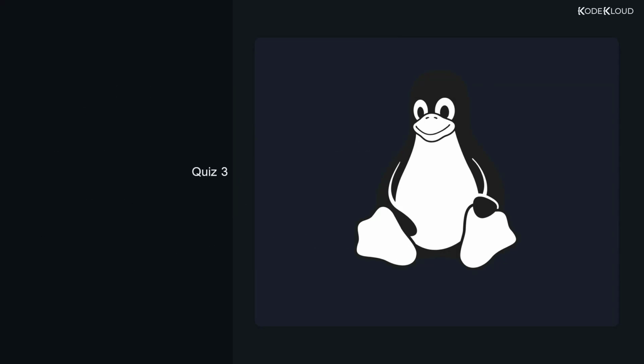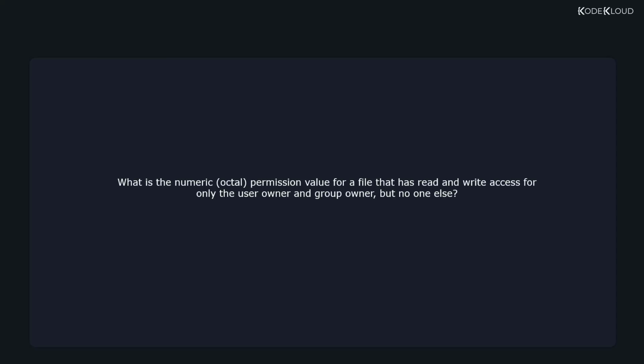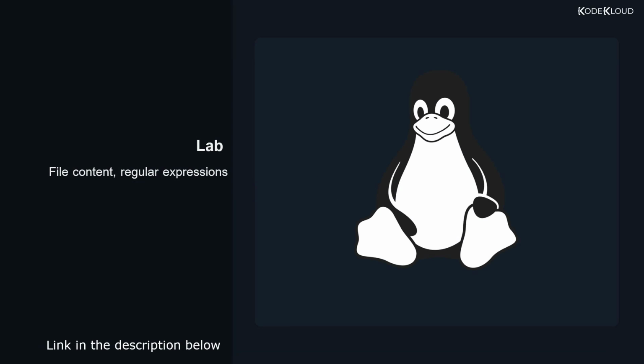Let's test your knowledge. What is the numeric or octal permission value for a file that has read and write access for only the user owner and group owner, but no one else? What do you think? Please write your answer in the comments section and test your knowledge of what you've just learned. We'll discuss the answer to this question at the end of the lecture.